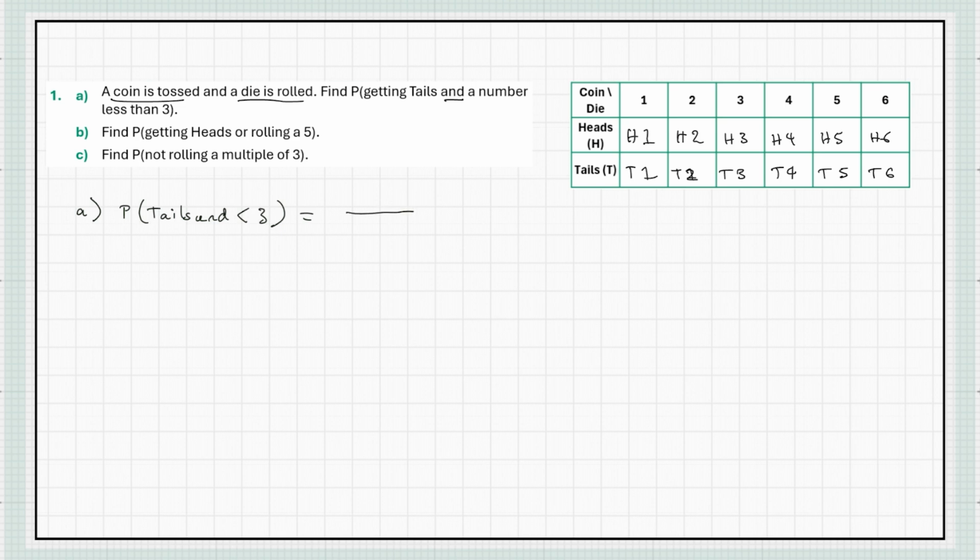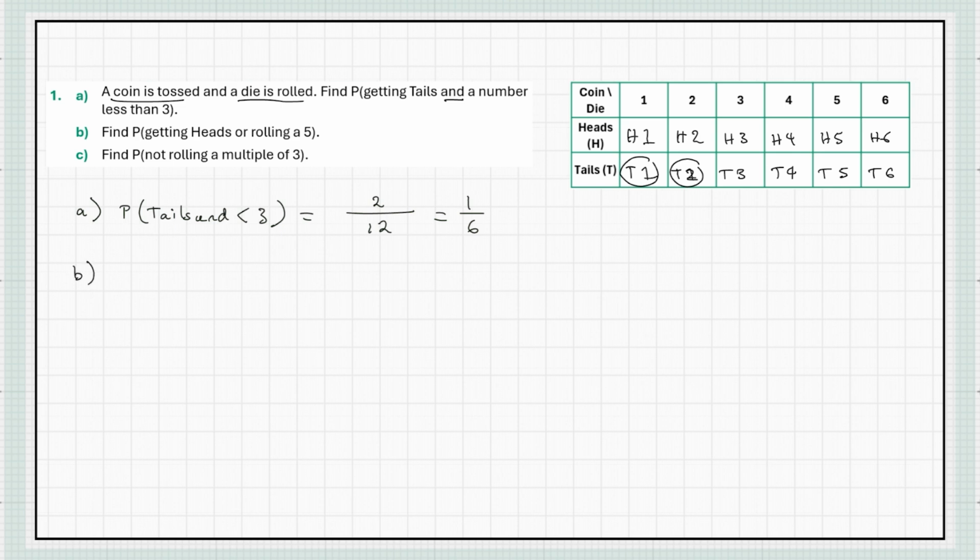So we know in probability that our total number of outcomes here is going to be 12. Okay, 1, 2, 3, 4, 5, 6, and then times 2. So 12 possible outcomes, right? Now, how many of these are tails? Well, only 6 of them are tails. And how many of these have tails and number less than 3? Well, it's only going to be the first 2. So there are only 2 possible outcomes here. And we can simplify this down to 1 out of 6.